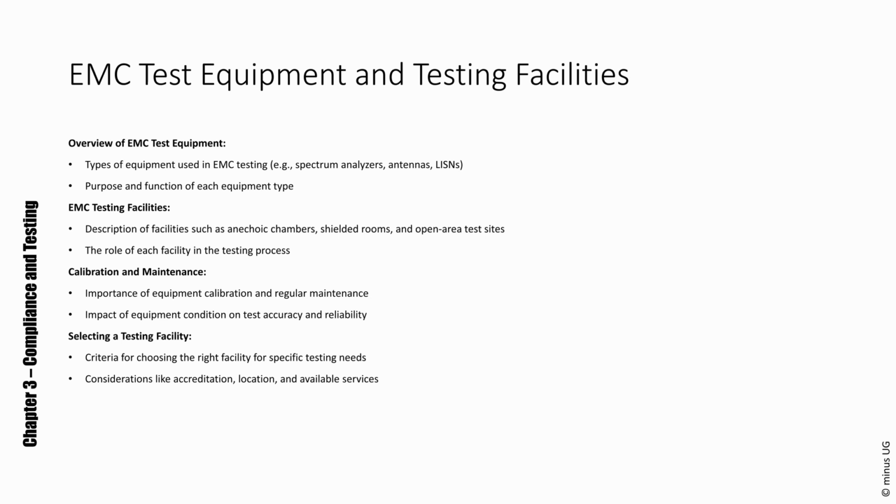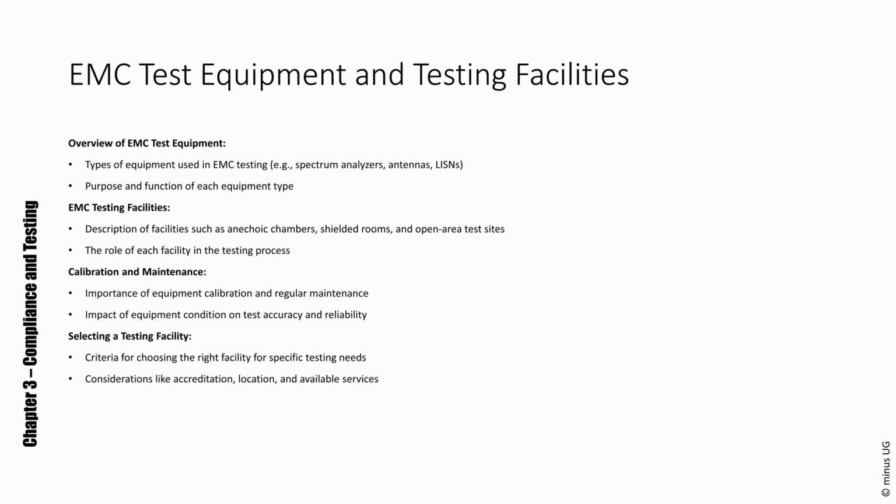Employed in radiated emissions and immunity testing, antennas measure the electromagnetic fields around a device and are essential for capturing a broad range of frequencies. Line impedance stabilization networks, LISNs. LISNs are used in conducted emissions testing. They provide a defined impedance and isolate the equipment under test from external interference, allowing for accurate measurement of noise signals on power lines.